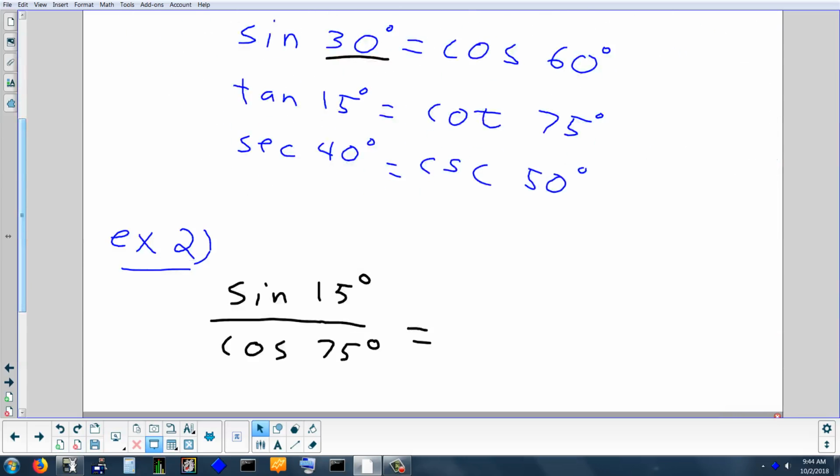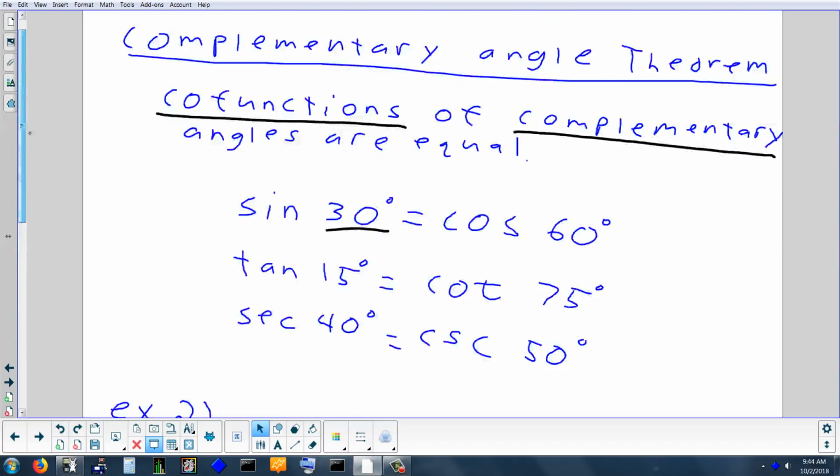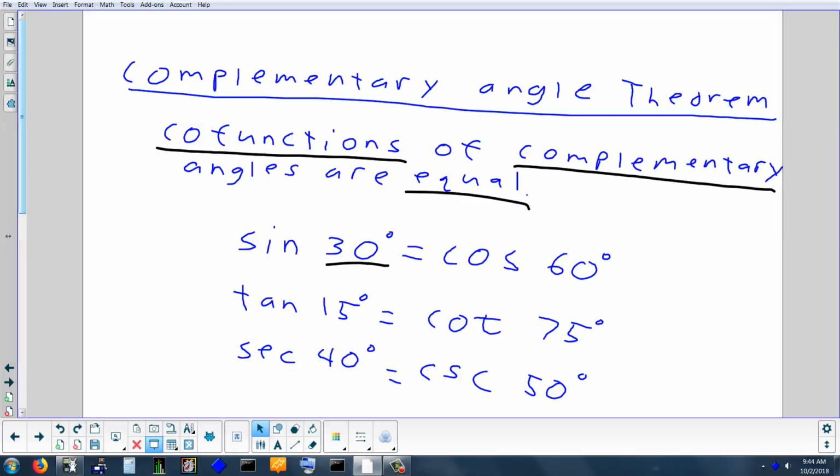So this problem is asking me to find the sine of 15 divided by the cosine of 75. Okay, off the top of my head, I have no idea what the sine of 15 is. I don't know. It's a decimal. It's not a nice answer. Same with cosine 75. But sine, cosine, okay, those are cofunctions. 15, 75. What are 15 and 75? What kind of angles? Complementary. I have cofunctions of complementary angles.